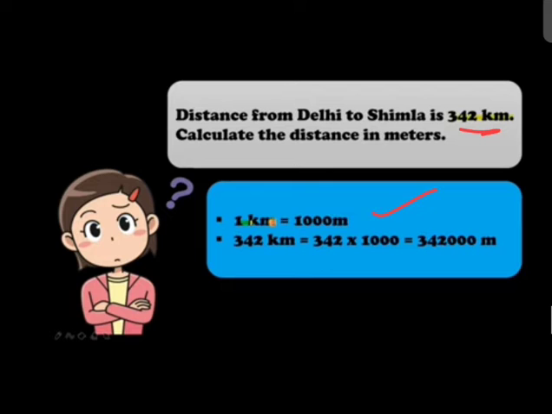So what we have to do here is 342 kilometers is equals to 342 into 1000, because 1 kilometer is equals to 1000 meter. So 342 kilometer is 342 multiplied by 1000 meters, and the answer is 342000 meter. So the answer is 342000 meter.